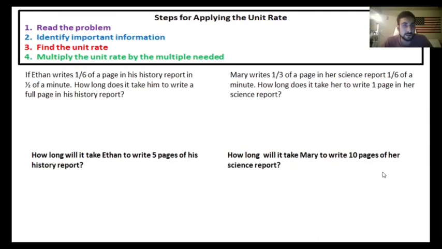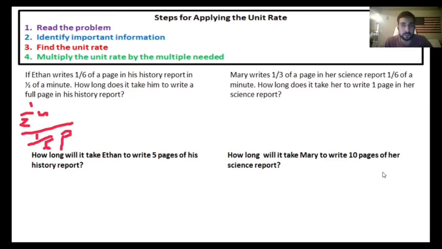If Ethan writes 1/6 of a page in his history report in half a minute, how long does it take him to write a full page in his history report? So the first thing we're going to do is, in our question, it says how long does it take him? So that's our time. Time is going to go on top here because that's the first thing we see in our question. So in half a minute, he was able to do 1/6 of a page.